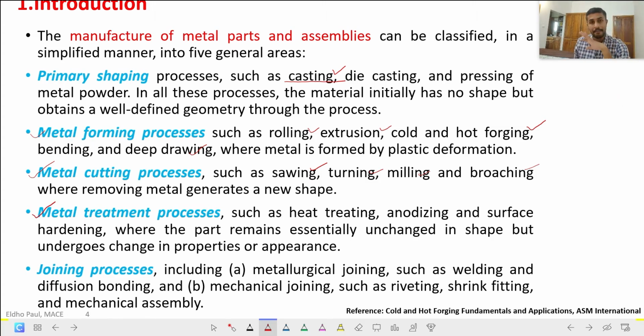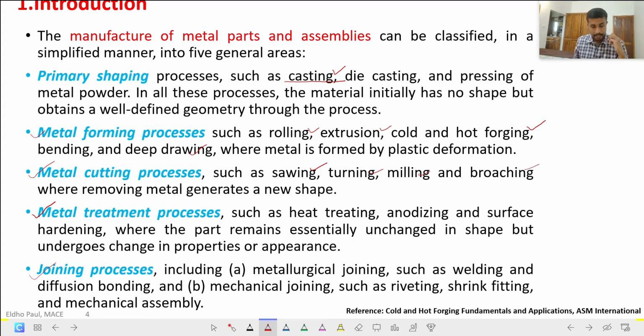After the metal treatment process, we go for the joining process. For example, in case of a car, we make the body, the door, the glass, and the engine parts. There are different parts, so we combine or join all the parts using different joining processes. Welding is the main important joining process. Then we do riveting, and we use temporary joints like bolts and nuts. So we use different joining processes.